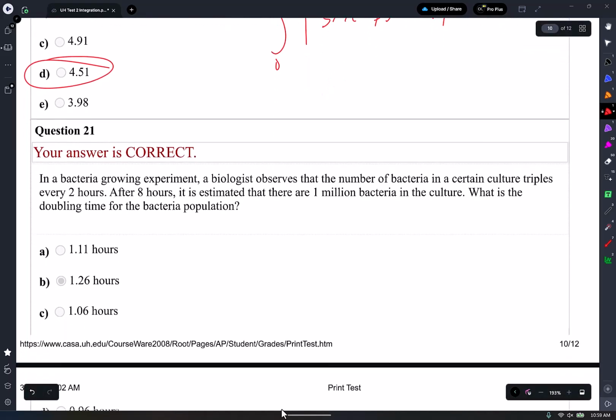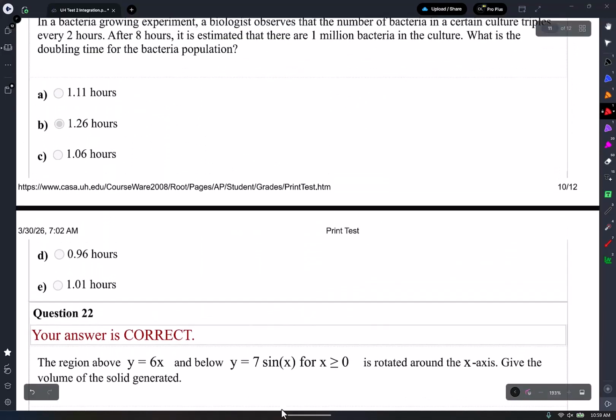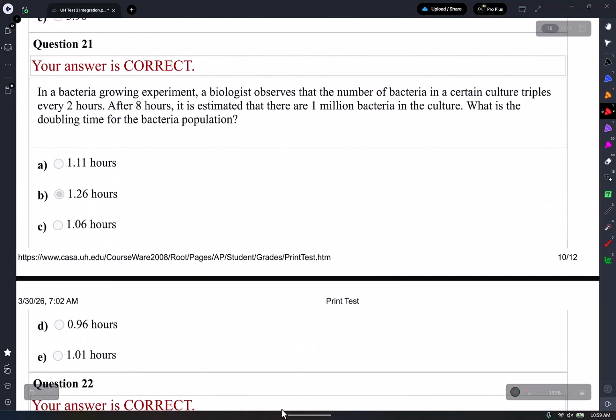Cool. Don't worry, guys. 4 left. And hopefully the rest they're all look to be. In a bacteria growing experiment, biology observed that the number of bacteria in a certain culture triples every 2 hours. Okay. Triples, why not? Times 3 over t over 2. There it is. If I plug in a 2 in there, I get 3, why not? So there is my formula. After 8 hours, it is estimated there are 1 million bacteria in the culture.